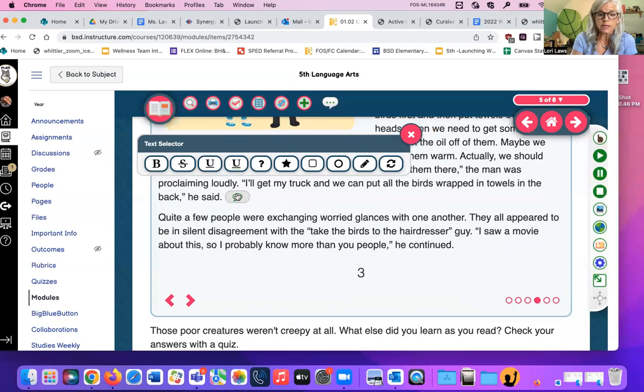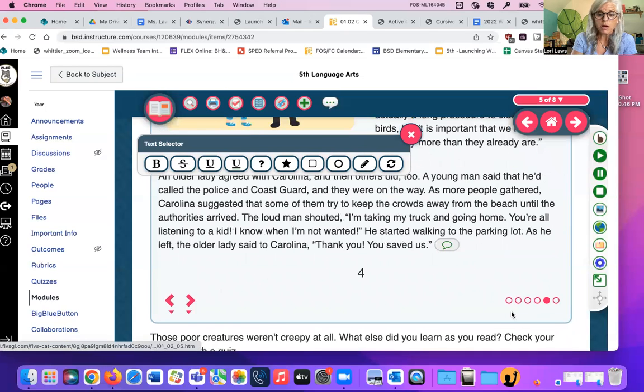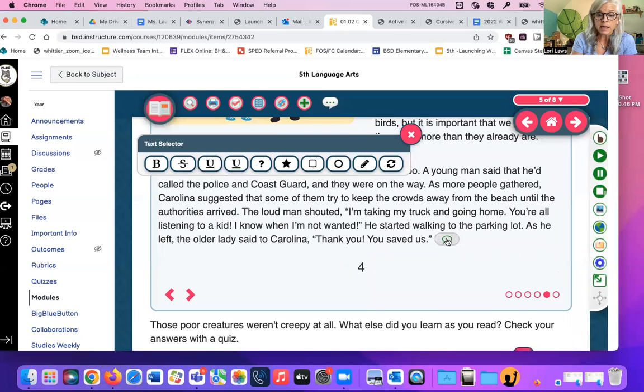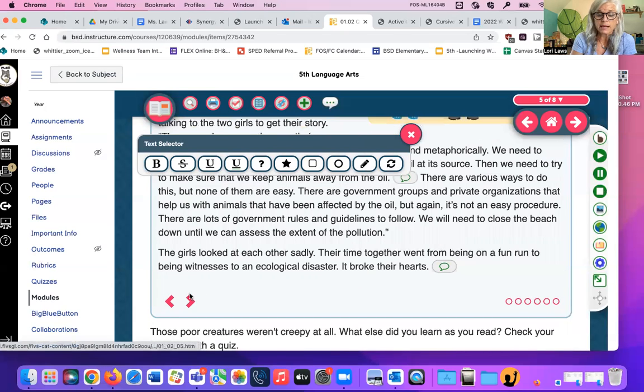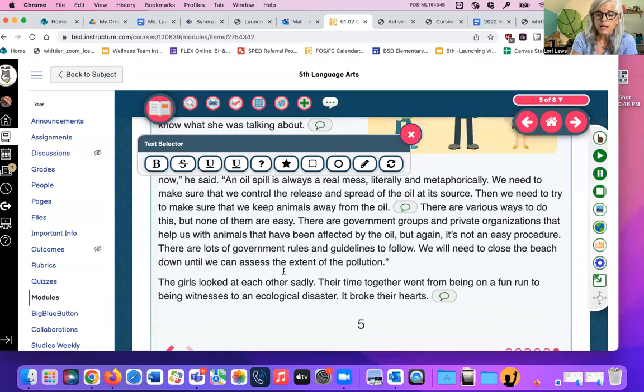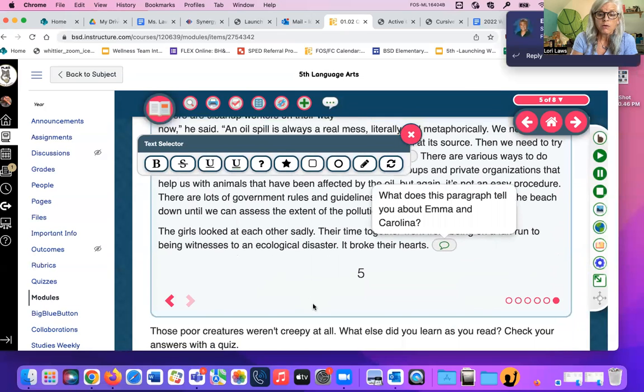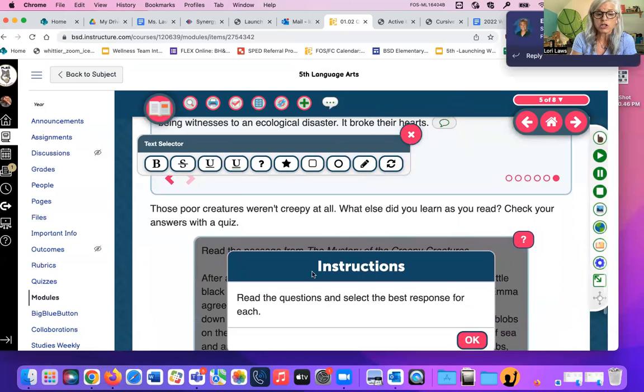Page 3, there's something to answer. Remember, you're watching the pages here. Page 4, you're reading what happens and answering some inferences and text story elements. And the last page, it broke their hearts. What does this paragraph tell you about Emma and Carolina? When you have finished answering all the questions, you go down here. Those poor creatures weren't creepy at all. What else did you learn as you read? Check out with your answers to the quiz.